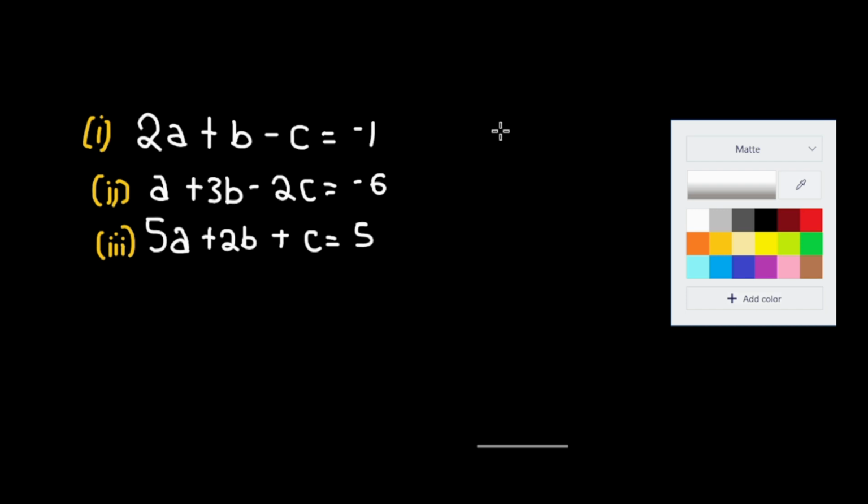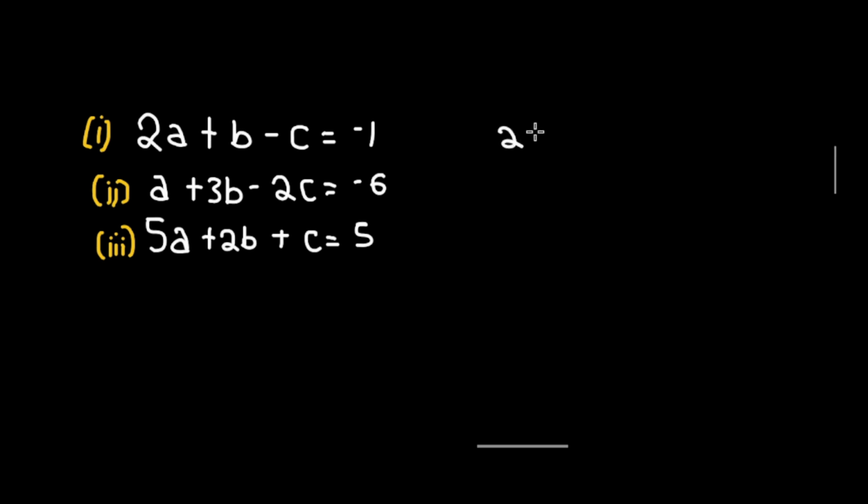So I think I can do this at the corner. So this will become 2a plus b minus c is equal to -1. And then now let me go for my equation 3: 5a plus 2b plus c is equal to 5. So notice if I add the c's here, I would get a 0.